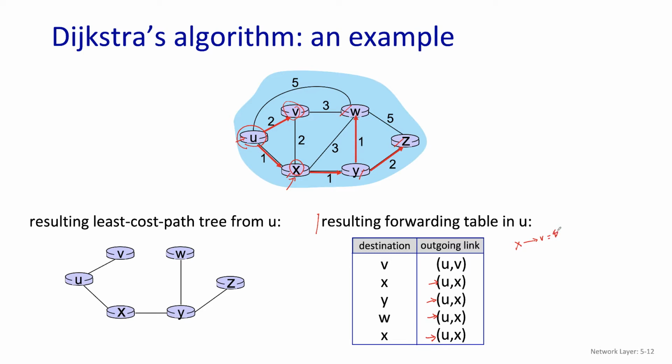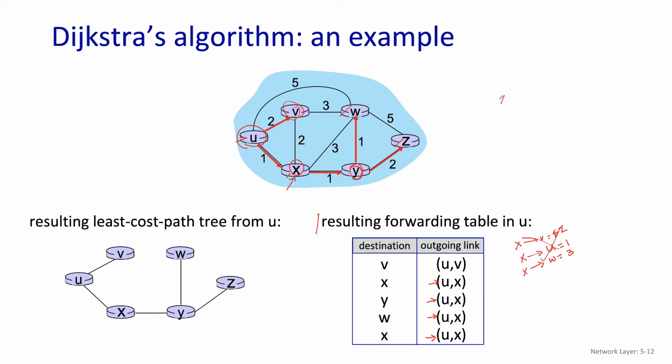Sorry, from X to V is going to be 1, 2, and from X to U is going to be 1, and from X to W is going to be 3, or always you're going to say the next hop here. So let's just do it this way.